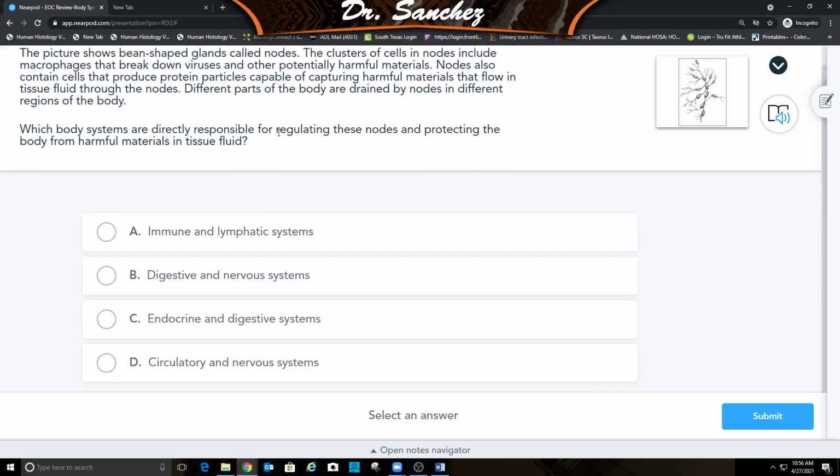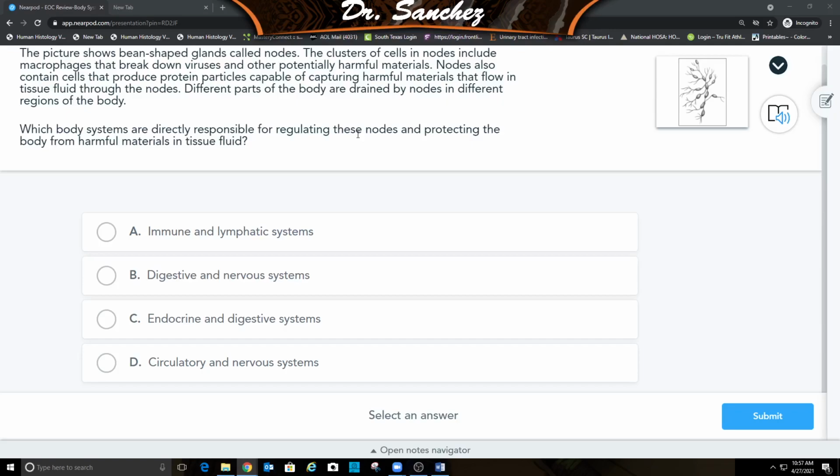So let's go to the actual question. It says which body systems. So remember, body systems are, for instance, muscular system, skeletal system, nervous system, digestive system, endocrine system, lymphatic and immune system, integumentary system, which is your skin, reproductive system, and how they actually work together. A lot of the test questions that you're going to see for EOC or your STAAR test are set up in that route. How do they work together? Which is something that we usually don't talk about. We know what each item or each organ system does. We just don't know how to tie them together. And that's what we're going to do today. So which body systems are directly responsible for regulating these lymph nodes?